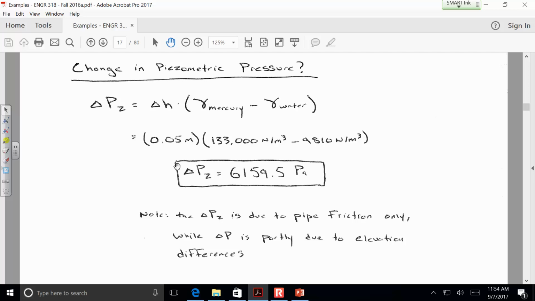It's just measuring how much pressure change is due to the pipe friction, and it's not influenced by the difference in elevation. So the way that we found it was just the delta H times the difference in the unit weights.